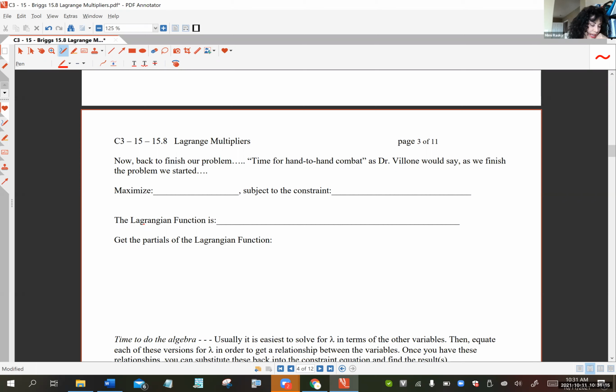So what are we trying to maximize? We're trying to maximize the volume, which we're going to call big F. And that's length times width times height, so x times y times z. And then the constraint, the big G of x, y, z, was that surface area constraint. So xy plus xz plus yz, well, I divided it by 2 is the way I'm going to use it, minus 500 equals 0.